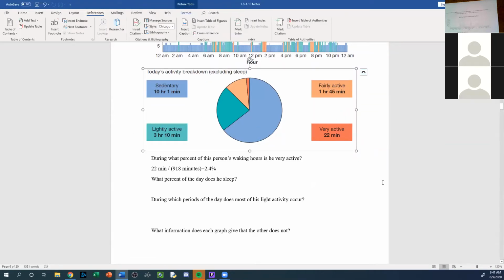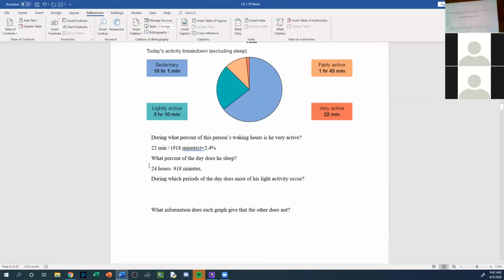Well, we know that all four of these, 1, 2, 3, 4, is his activity excluding sleep, right? So we know that there's 24 hours in a day. And we can just subtract the number of hours that he's awake, right? So if we add those all together, and maybe we just keep it in minutes, since we already have how many minutes are on this pie, we have 918 minutes. So we're going to subtract 918 minutes from 24 hours, right? So I'm going to have to change this a little bit, by changing these 24 hours into minutes.